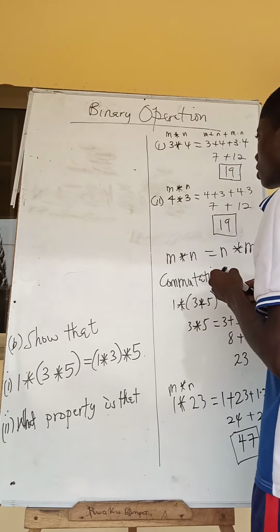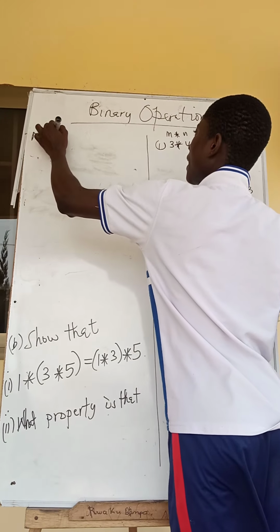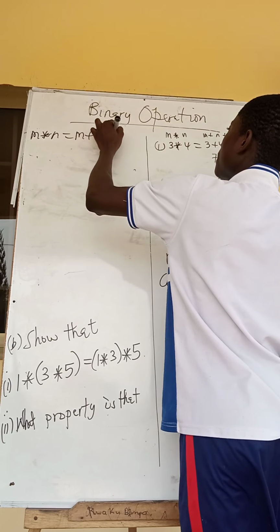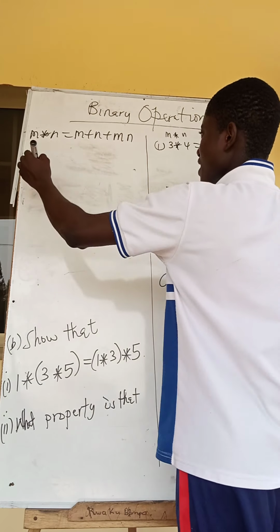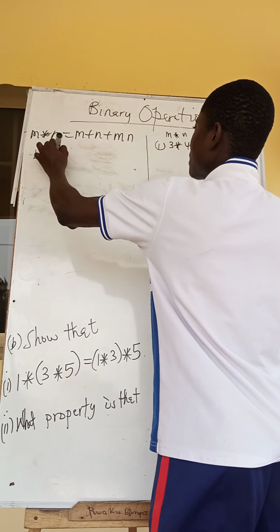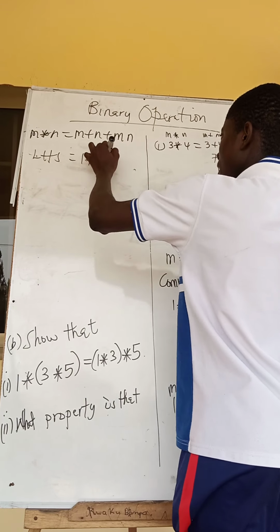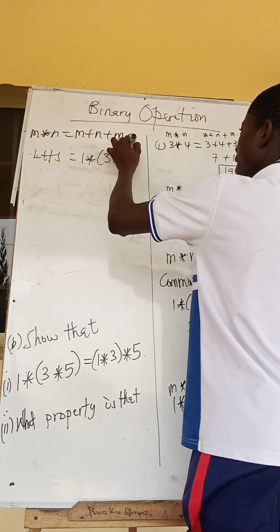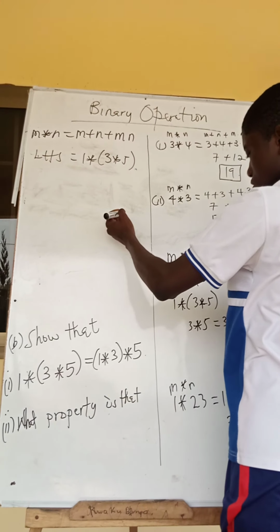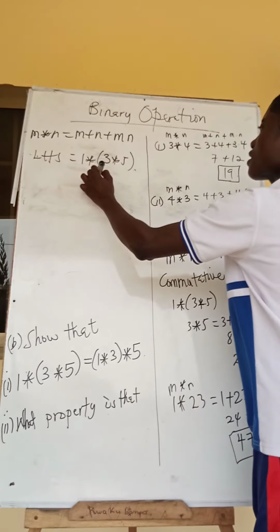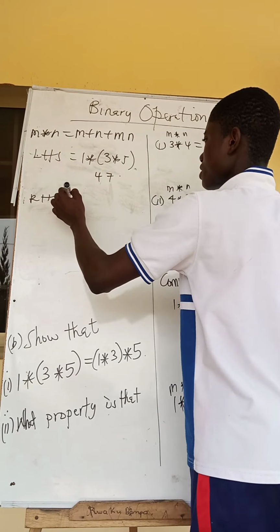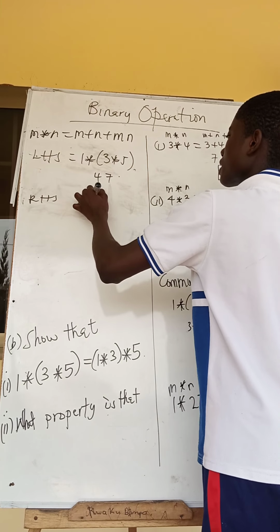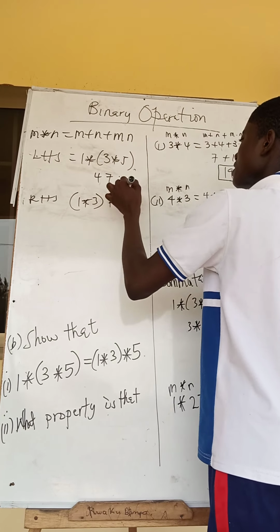Of course, the same thing. m star n equals m plus n plus mn. Good. So we are done with the left hand side. So here our left hand side, 1 star 3 star 5, the final answer is 47. Good. Let's try the right hand side, which is 1 star 3 into brackets star 5.